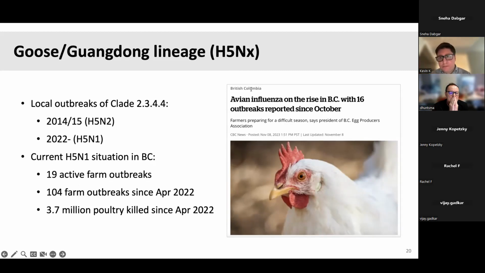I just looked up some current stats about the H5N1 situation in British Columbia. At the moment, there's 19 active farm outbreaks. Since April last year, there's been 104 affected farms. And since April last year, 3.7 million poultry have died from H5N1. And remember, that's just for British Columbia. So obviously the numbers get much bigger if you factor in the rest of Canada and countries from all over the world.